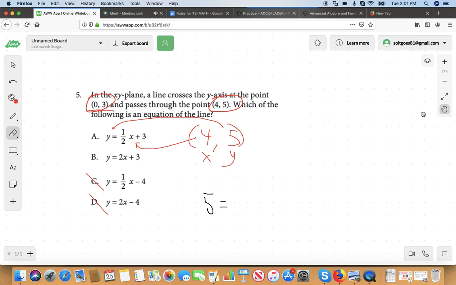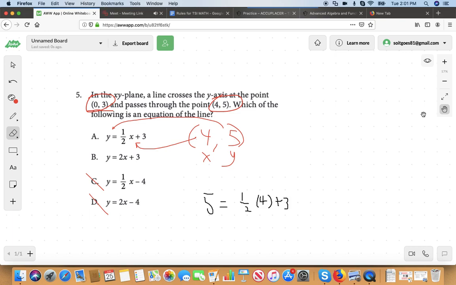So does that mean we are only going to do A and B? Yes, we don't have to worry about C and D. If it doesn't work for 0, 3, it's not going to work for 4. It doesn't matter if it works for 4 and 5, it's not going to give us a true statement. It's got to be true for both. That's what I meant to say.